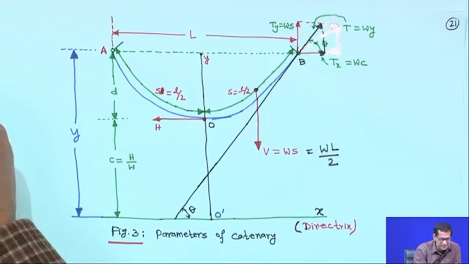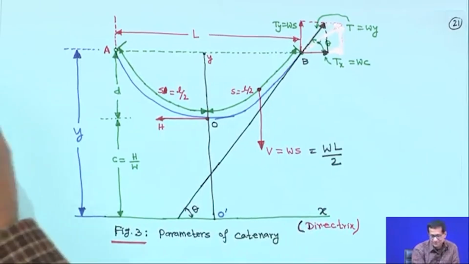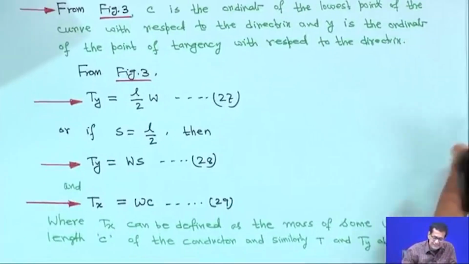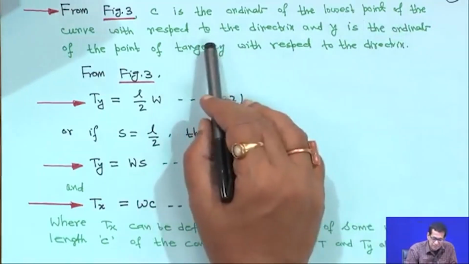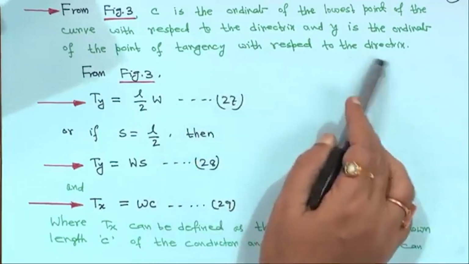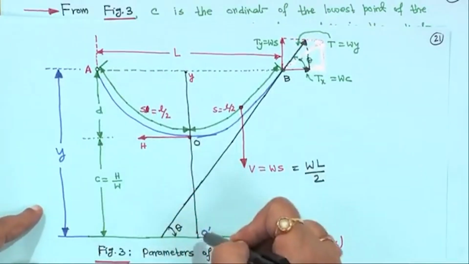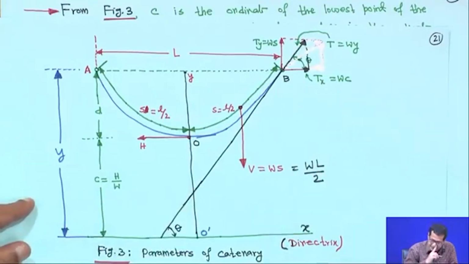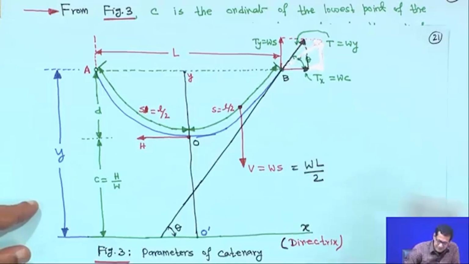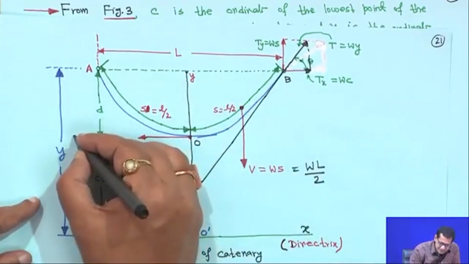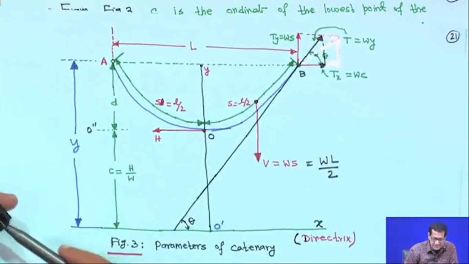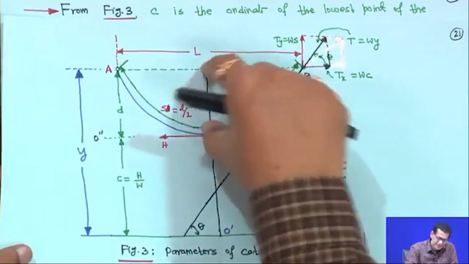Now, this is actually figure 3. Just for the purpose of explanation, we have made this diagram. Now, from figure 3, C is the ordinate of the lowest point of the curve with respect to the directrix, and y is the ordinate of the point of tangency with respect to the directrix. That means this is C, the lowest point O dash is equal to C. If I take this point as O double dash, then O double dash A is equal to D, which is nothing but the sag, this height is equal to D.